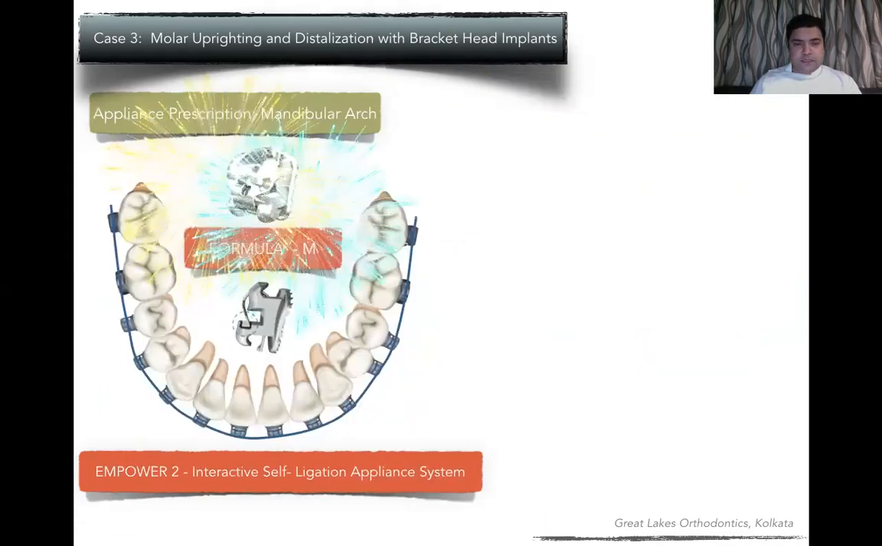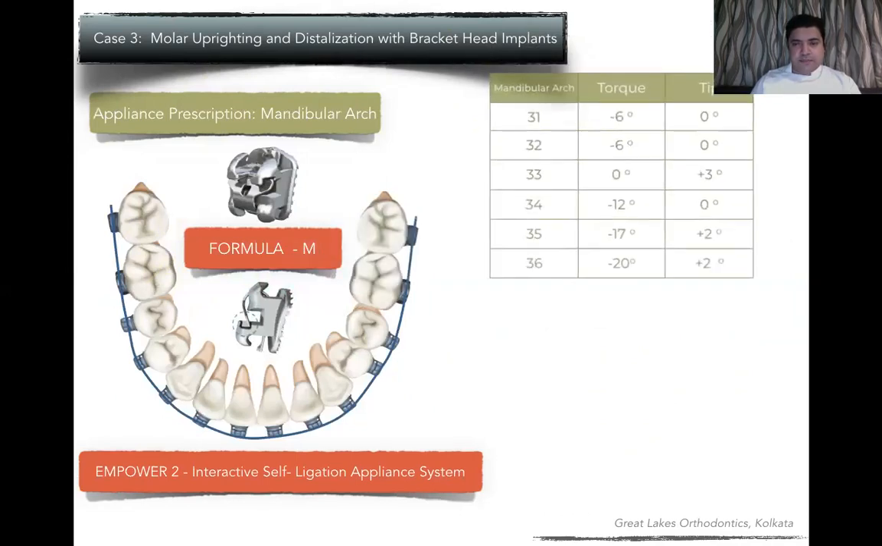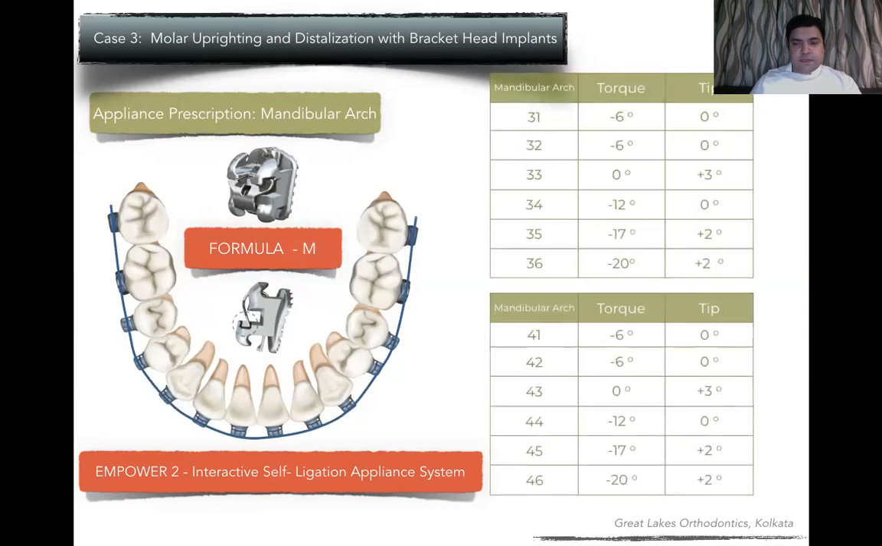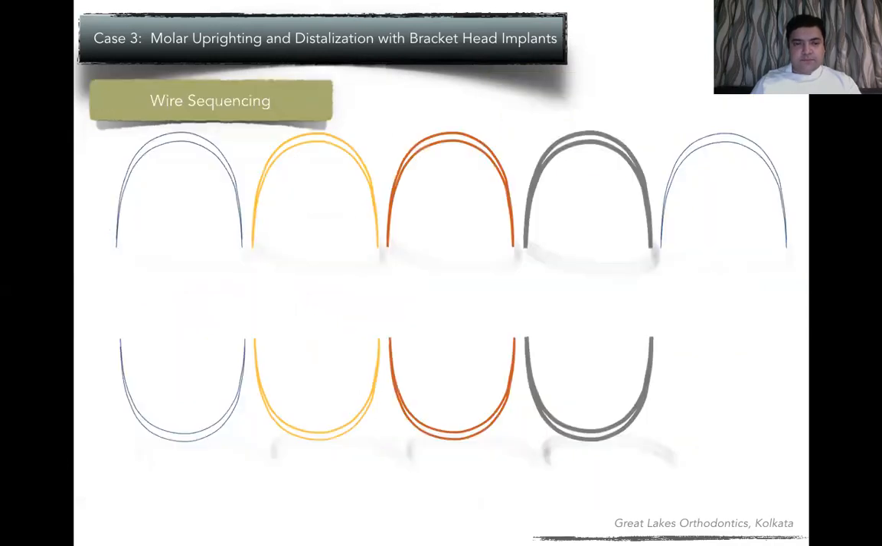For the mandibular arch, we are also planning to use the Formula M, Empower 2 self-ligating system, which has the regular MBT values. So it would prevent a lot of lower incisor flaring.